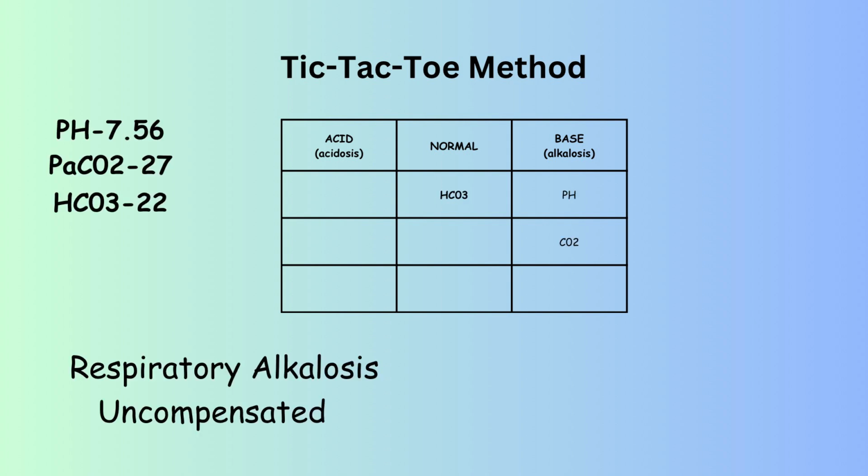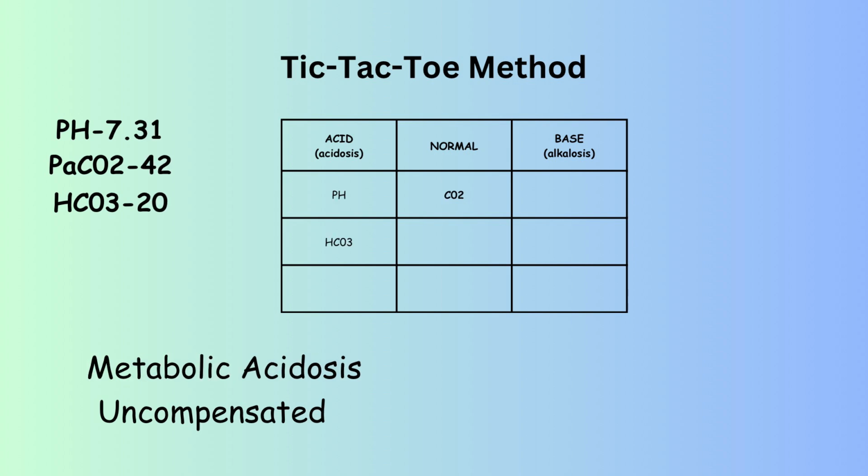Let's look at this example together. Here we have a pH of 7.56, which makes it alkalosis. And then we have a PaCO2 of 27. That shows that there is a respiratory problem, giving it respiratory alkalosis. And then we have HCO3 of 22. Remember, HCO3 of 22 is within the normal range. So this is a respiratory alkalosis uncompensated.